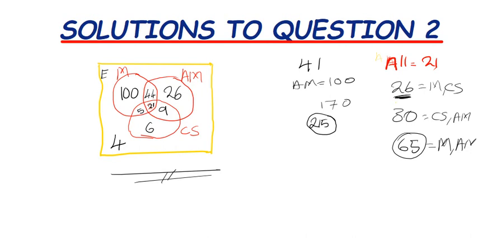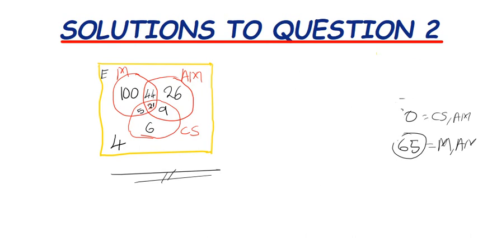Any questions? If you have any question. Okay, so on the 26 and the 100, how do we come up with these values?